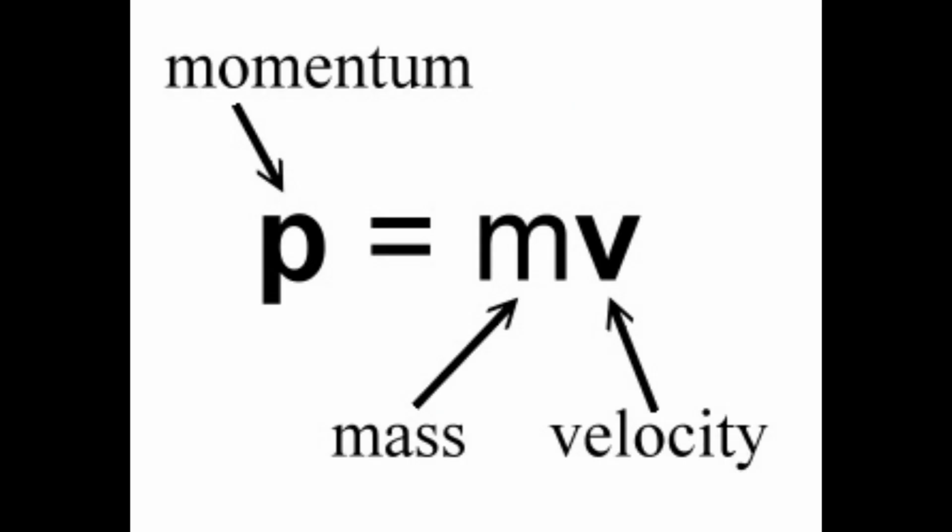The equation for momentum is the mass times the velocity, and the symbol for momentum is p, and p is a vector. Momentum is a vector, velocity is a vector, but mass is a scalar. So p is the symbol for momentum, and it is defined as the mass times velocity.